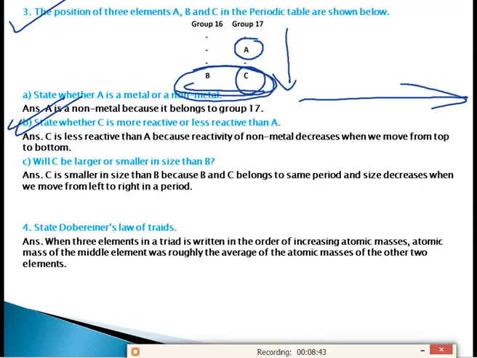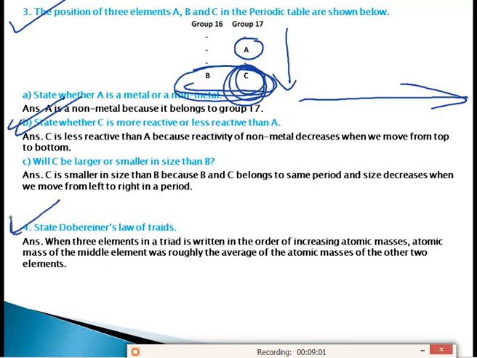Okay, the nucleus will attract the electron towards itself, and because of that the size of the particular element decreases. So among B and C, the size of element C will be less as compared to B, because when you move in a period, the atomic size decreases. So that's all about question number 3.